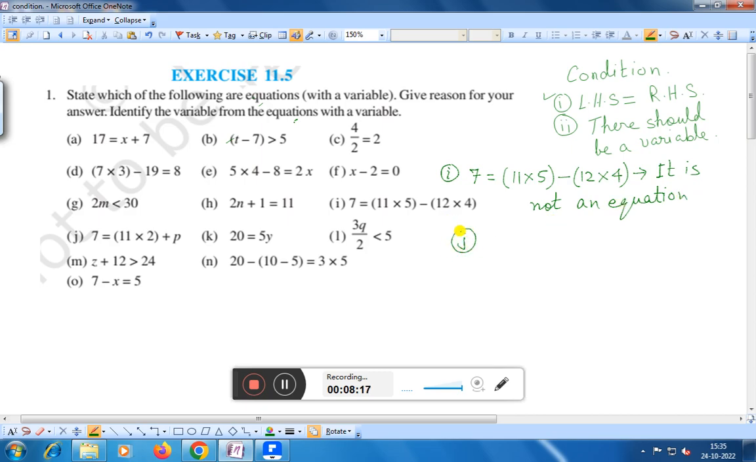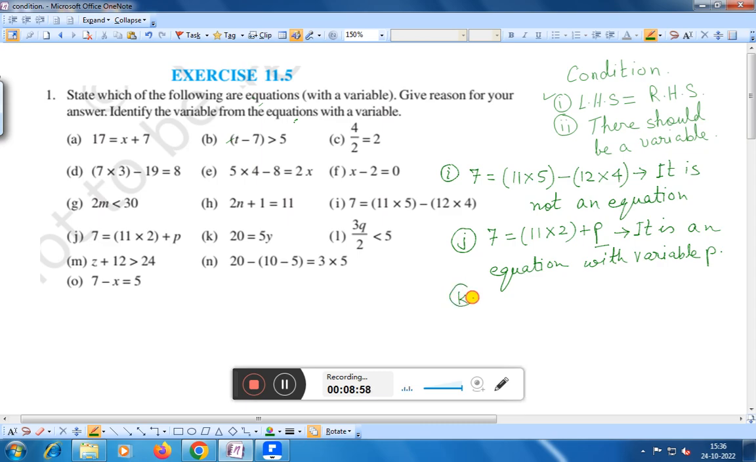Question number J is 7 is equal to 11 into 2 plus P. Here the first condition is satisfied, that left hand side is equal to right hand side, and there is a variable P. Therefore it is an equation with variable P. Right?